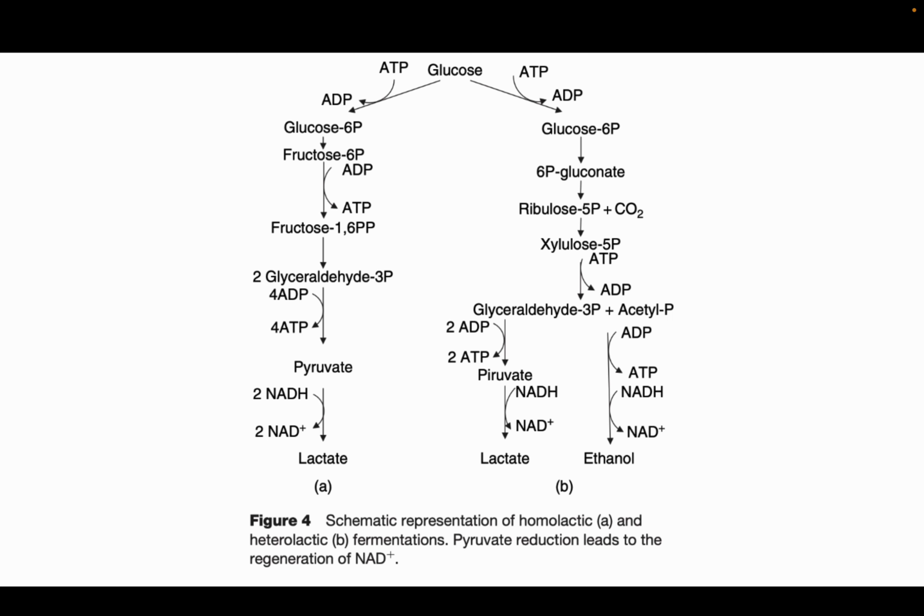Then we have an additional conversion since there's no isomerase present. There are intermediates that are very different. So there is ribulose 5P and corresponding carbon dioxide liberation. There's xylulose 5P, and there is conversion to glyceraldehyde 3 phosphate and acetyl phosphate. Glyceraldehyde 3 phosphate follows the further conversion to pyruvate and lactate, and the usual regeneration of NAD and production of ATP, while the corresponding acetyl phosphate can yield ethanol.